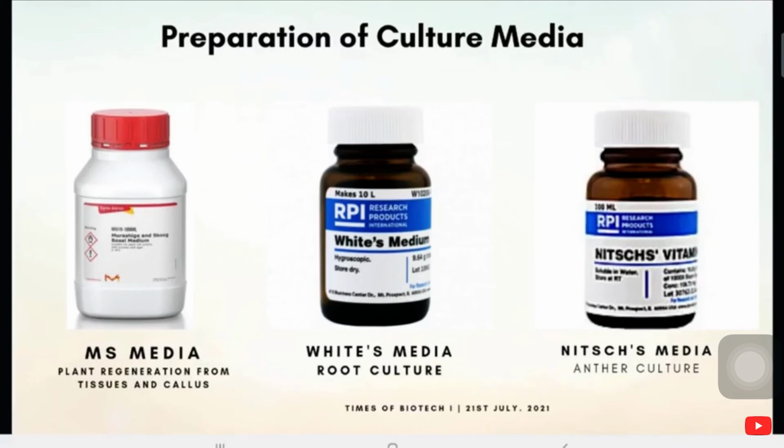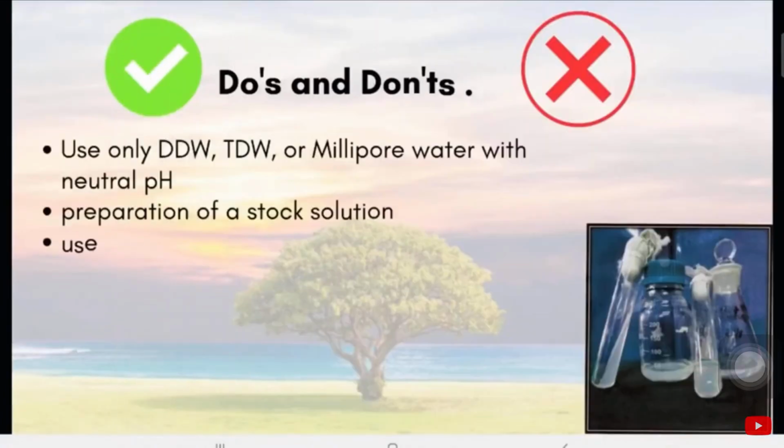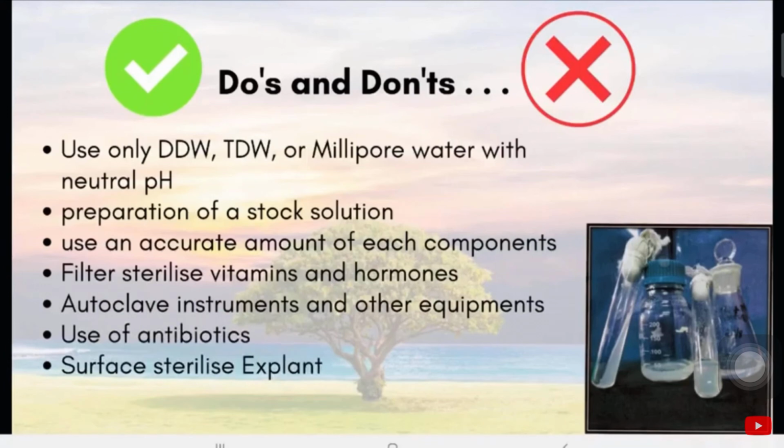You will formulate your own culture medium and preparation, but there are certain steps which are similar for everyone, which we have to take care of, and we have to see that we do not make any mistake while performing these steps. For example, we have to only use double distilled water or Millipore water with a neutral pH. That's because if the water we are using has an iron concentration, it will affect the plant growth.